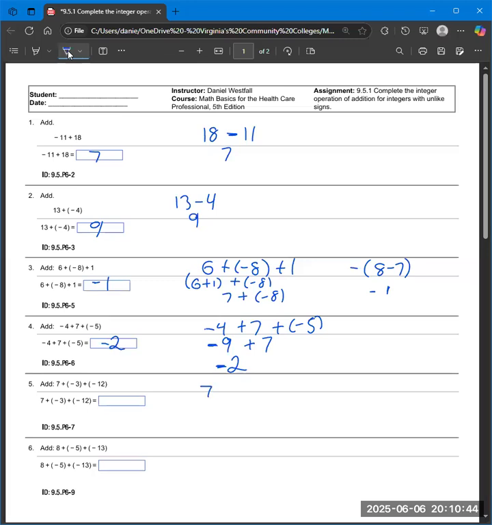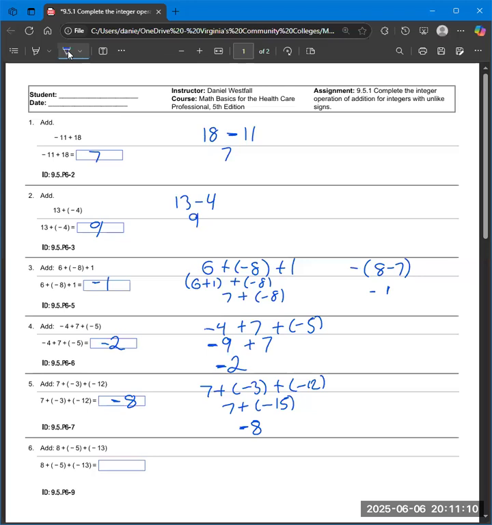7 plus negative 3 plus negative 12 is 7 plus a negative 15. Find the difference between 7 and 15. 15 minus 7 is 8. Keep the sign of the greater absolute value. Negative 15 had a greater absolute value, so it's a negative 8.